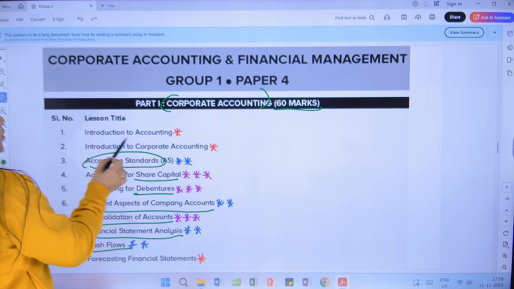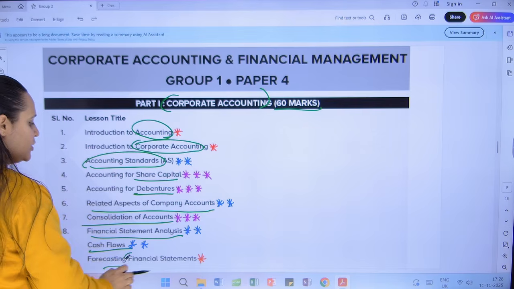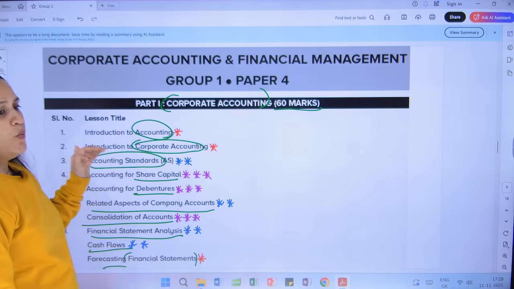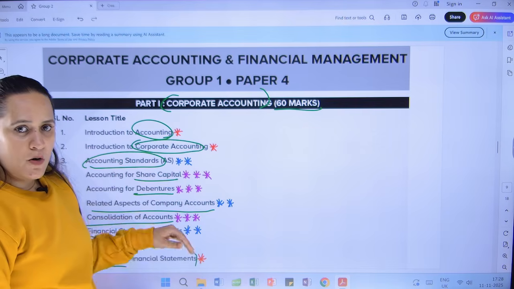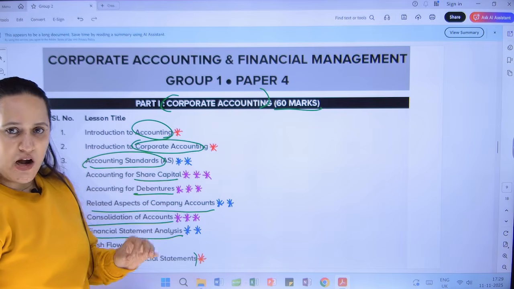Last, you're going to focus on basics of accounting, basics of corporate accounting, and forecasting of financial statements. You prepare in this particular order. Again, I'm saying every chapter is important. You should prepare for every chapter.